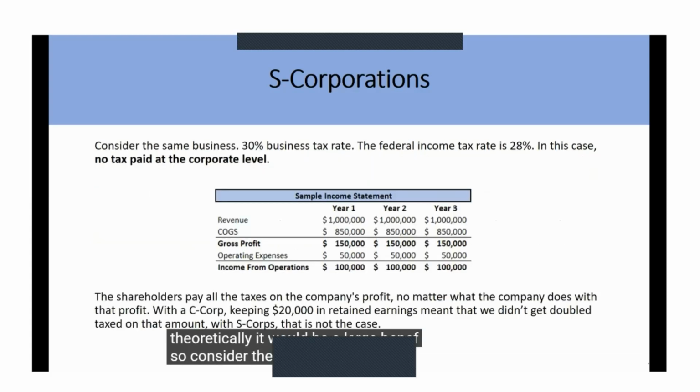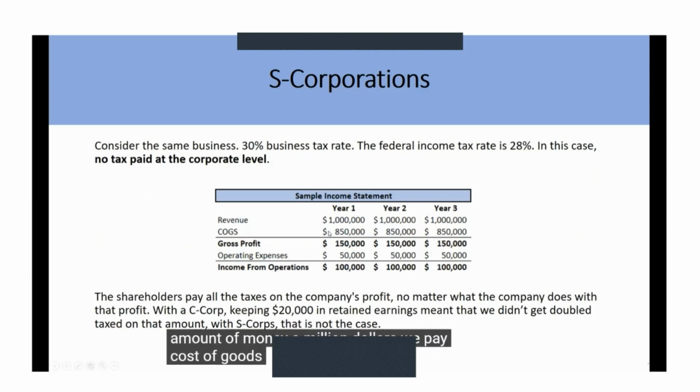So consider the same business. So the business has a tax rate of 30%, but they don't pay that 30%, and the federal income tax rate on the personal income tax form of 28% is the same, right? So no tax is paid at the corporate level. So we make the same amount of money, $1 million.